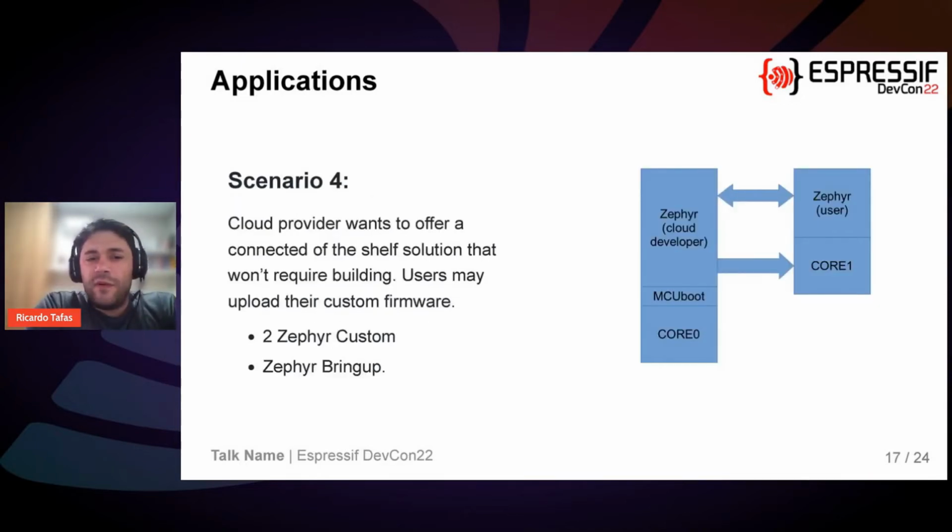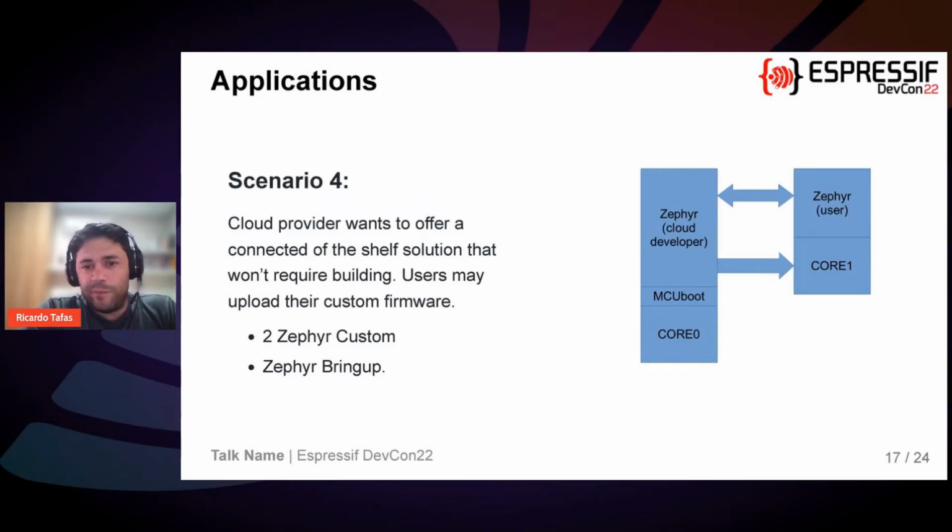The fourth scenario is when the cloud provider, instead of the user, wants to offer a connected off-the-shelf solution that won't require any sort of compiling and building. And eventually, in this case, users can upload their firmware through the cloud provider network. So in this case, we can have the Zephyr cloud provider start the user custom image, which actually makes the user product. And eventually they can communicate and exchange information through OpenAMP or another protocol.